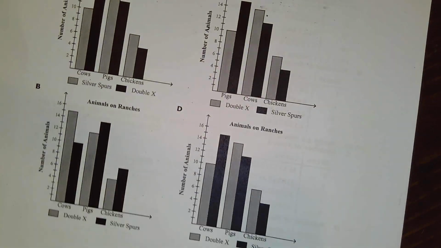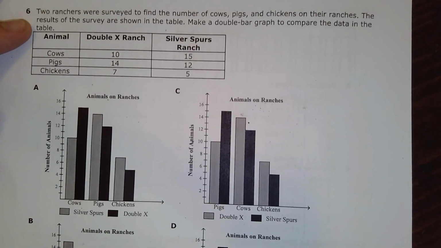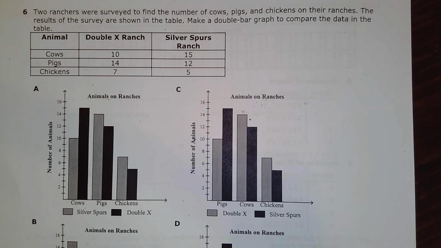Next one. All right, number 6. It says 2 ranchers were surveyed to find the number of cows, pigs, and chickens on their ranches, and the results of the surveys are shown in the table below. Make a double bar graph to compare the data in the table. So a big thing here was paying attention to the keys. There are several keys here.